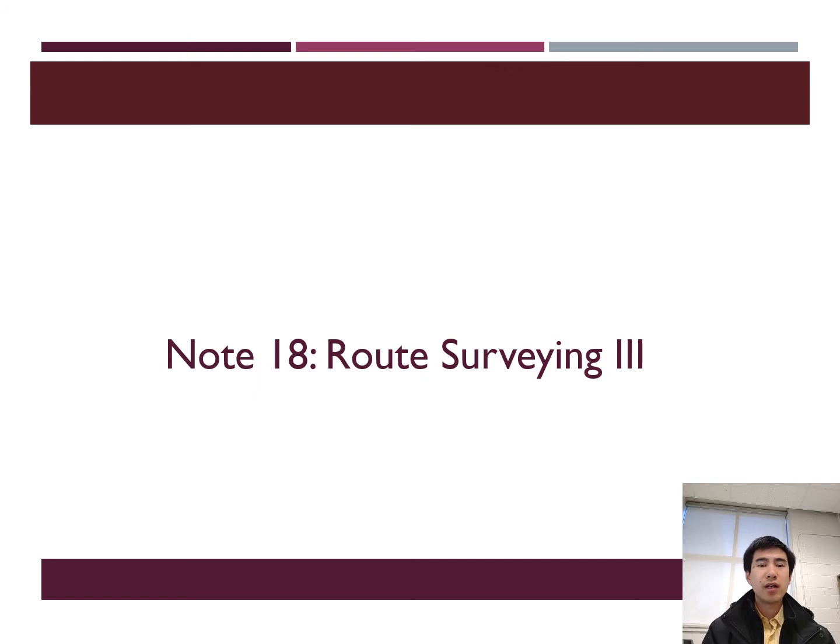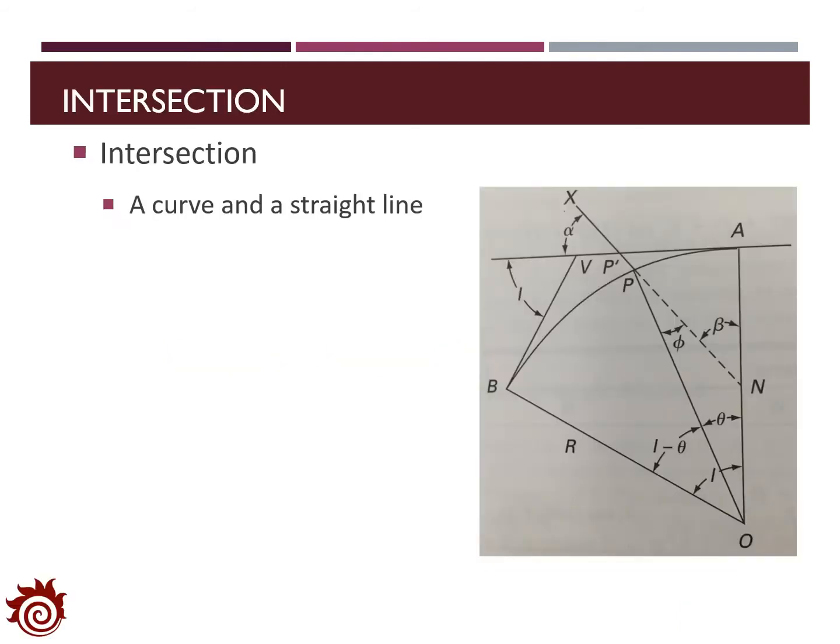Hello everyone. Today we will continue the introduction about the route ring. In this lecture, we will focus on the intersection between a line and a curve, the super elevation, and the vertical curves. In transport system, it's very common that a straight segment is intersected with a curved segment.